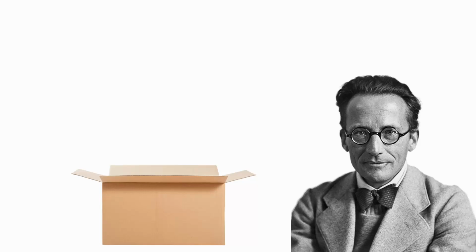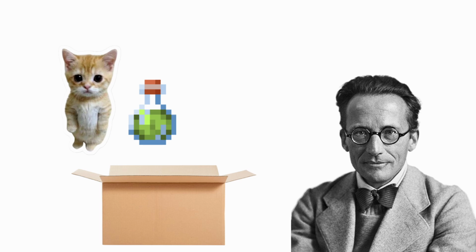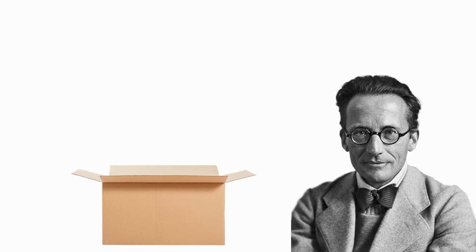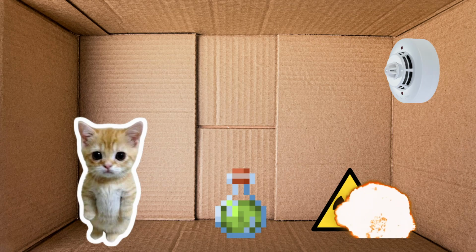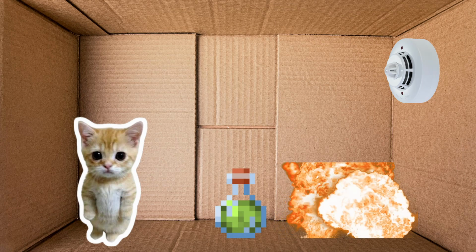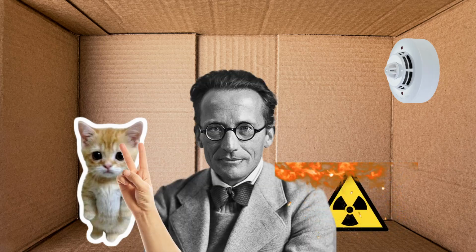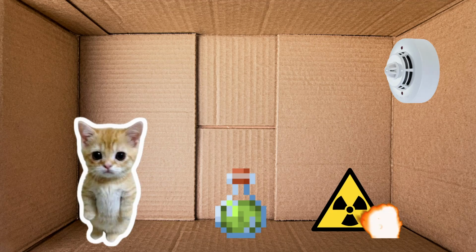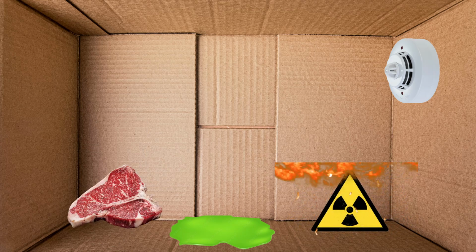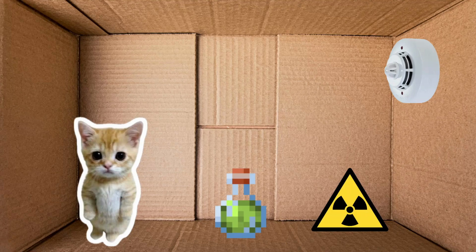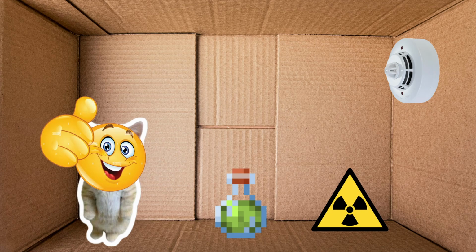In this experiment, a cat, a flask of poison, a radioactive source, and a detector are placed into a sealed box. At random chance, the radioactive source will begin decaying. Here, Schrodinger presents two possible outcomes. 1. The source can decay and trigger the detector, shattering the flask of poison and killing the cat. 2. The source will remain undecayed and the cat survives.